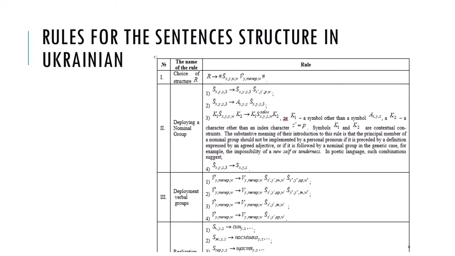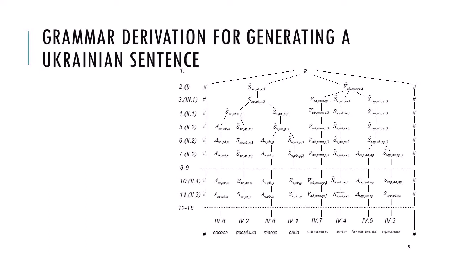This slide presents the part of the table where the rules for the sentences of specific structure in the Ukrainian language are presented. Here are set the choice of structure, deploying a nominal group, the verbal groups, and the realization of syntactic categories of word forms. This slide presents the example of the phrase structure grammar of type 0 by Noam Chomsky for generating a sentence in the Ukrainian language.